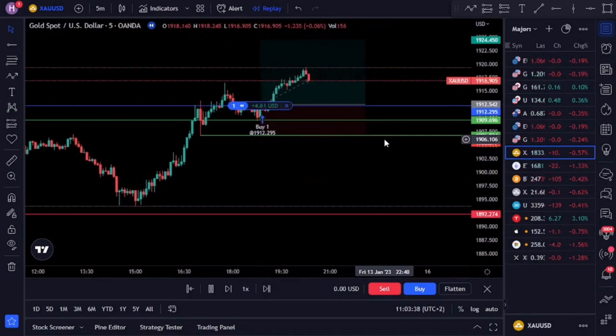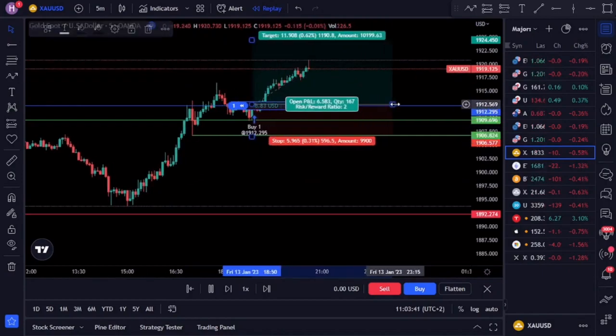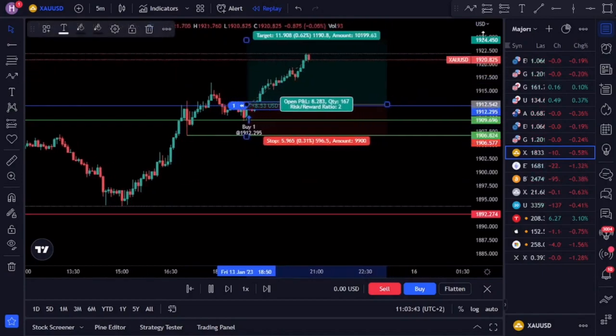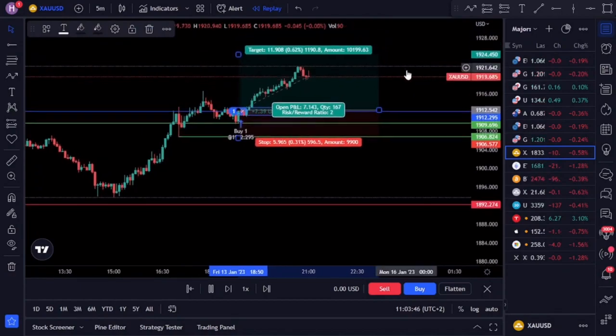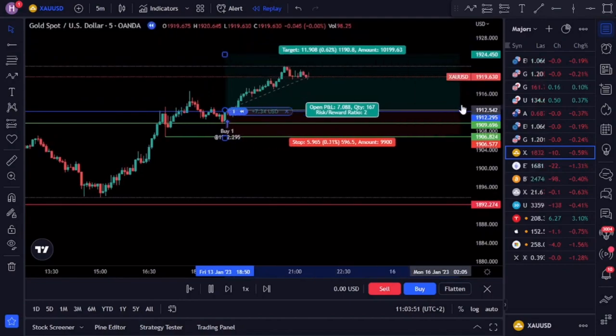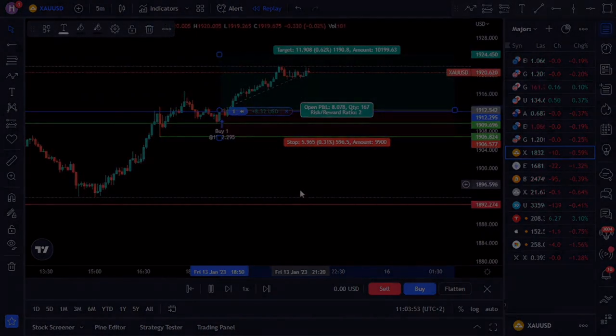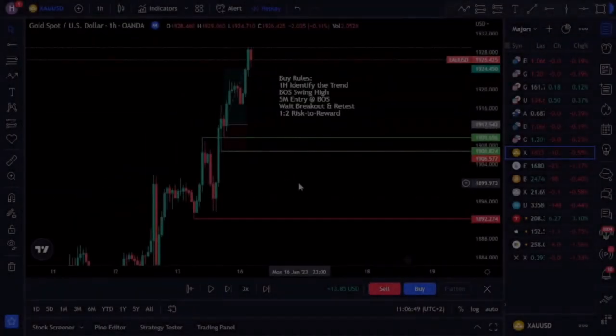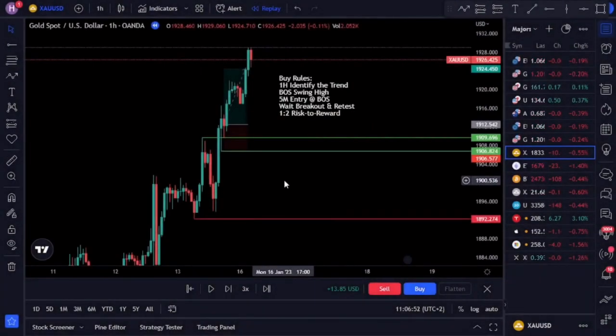My recommendation would be to simply place your stop loss and take profit and walk away and continue with other activities. So let's take a look at the buy side rules for this trading strategy. Number one is to identify the current trend in the market. From the chart, you will see we were in an uptrend, showing that there is potential continuation for the trend.